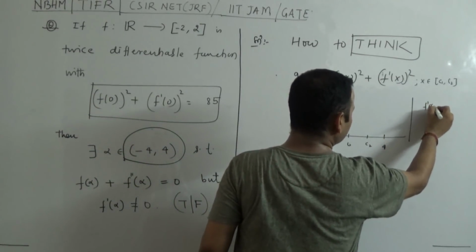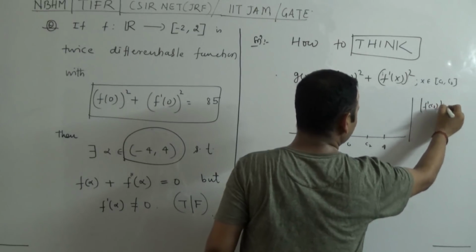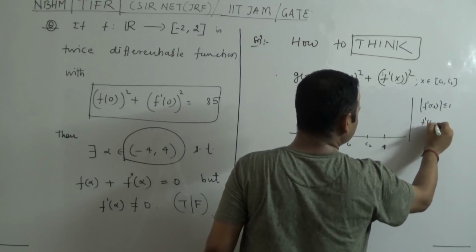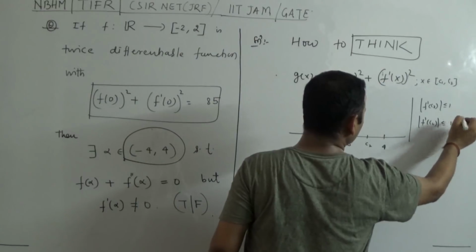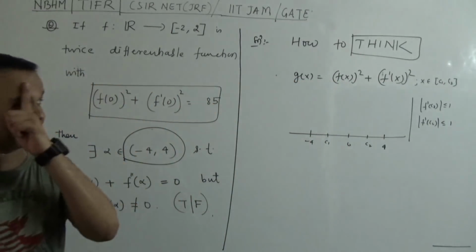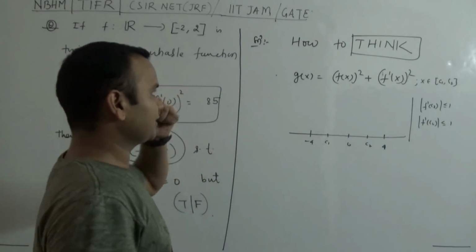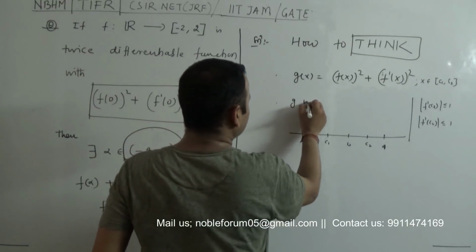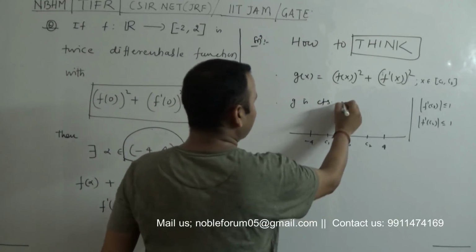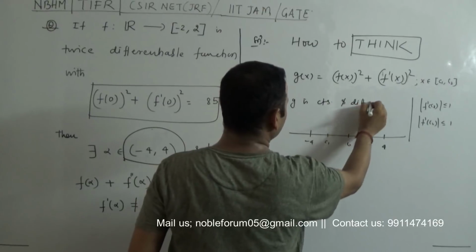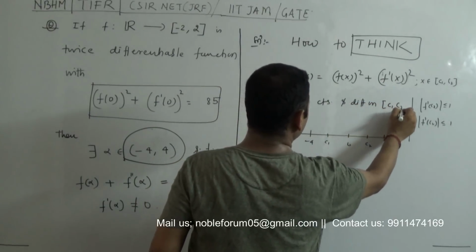The definition of C1 and C2 was: the absolute value of f prime at C1 is 1, and the absolute value of f prime at C2 is 1. That was the relation of C1 and C2 with our function. And clearly this function is continuous and differentiable on this interval [C1, C2].